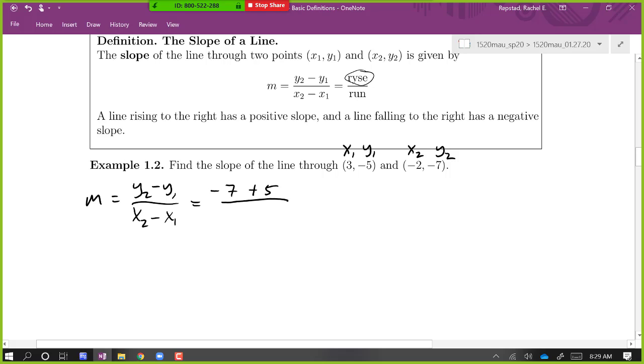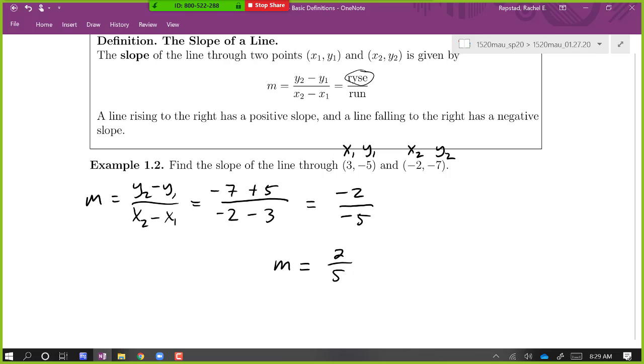And then x2 minus x1, negative 2 minus 3. Do some arithmetic. We end up with negative 2 over negative 5, and then simplifying that is a positive 2/5. So it's a positive slope. That means it will be rising as x moves from left to right. Not terribly steep, only 2/5.